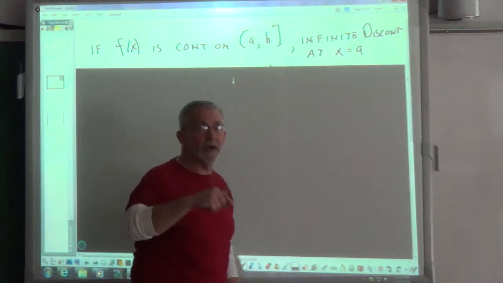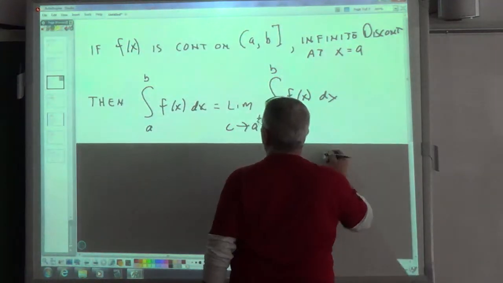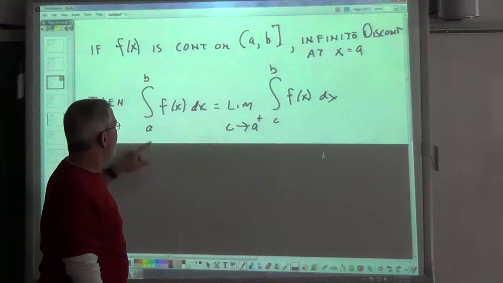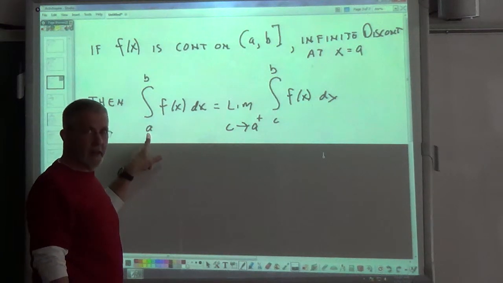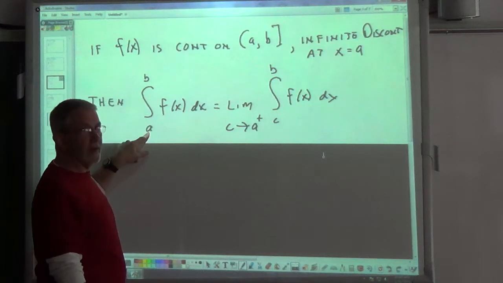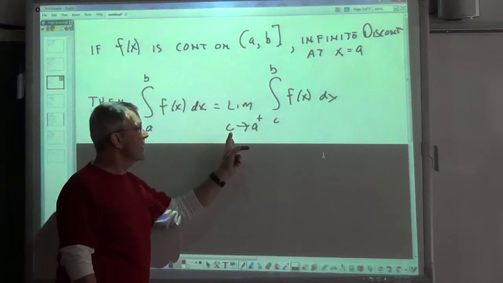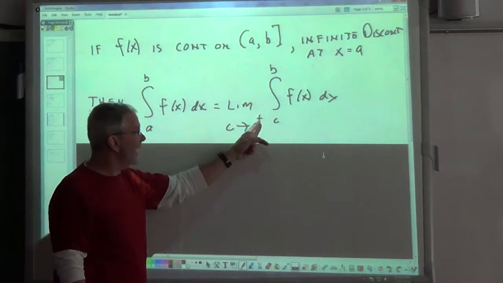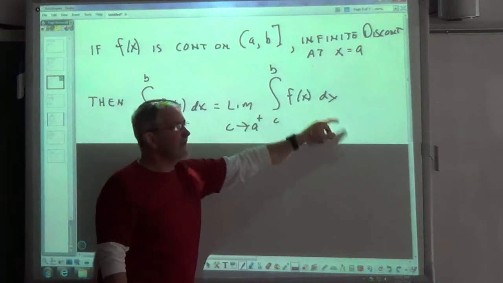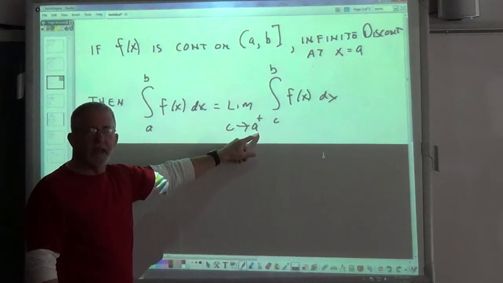This is not going to work where you have a jump discontinuity at a. It has to be an infinite discontinuity at a. Here's the formula. Again, this is an improper integral because I have an infinite discontinuity at a. So the integral from a to b of f of x dx is equal to the limit as c approaches a from the right of the integral from c to b of f of x dx. Let's look at the graph and see where this comes from.